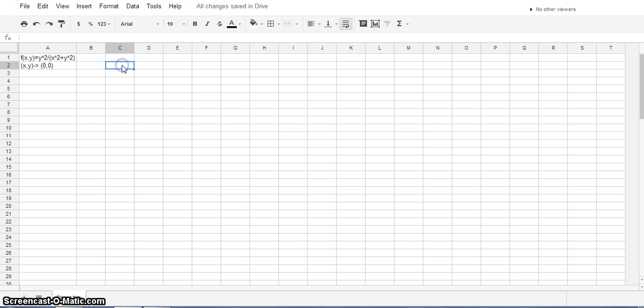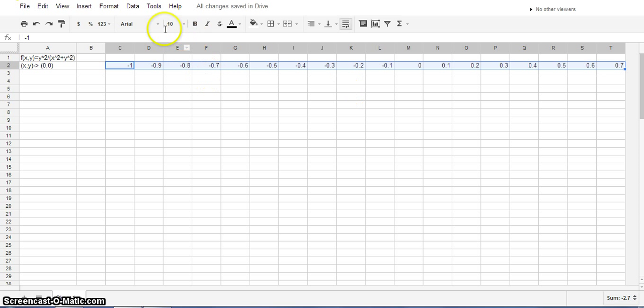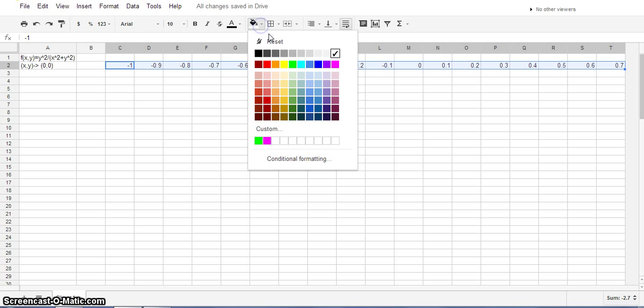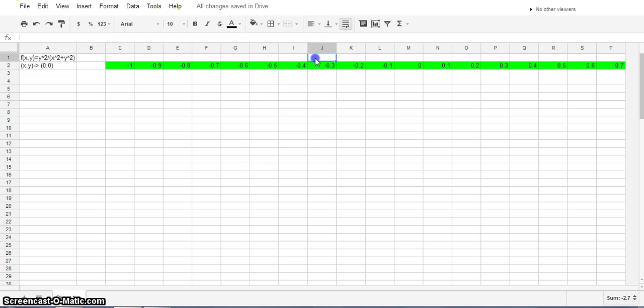So to do this, I'm going to enter my x values along the top here, starting from -1 to 1 in increments of a tenth. And I can use my spreadsheet feature to click and drag and automatically fill those in. Let's highlight our x values in green and label these along the top. These are our x values.